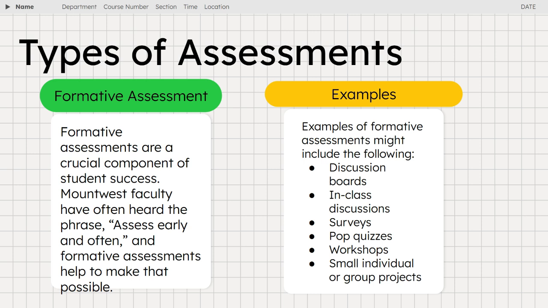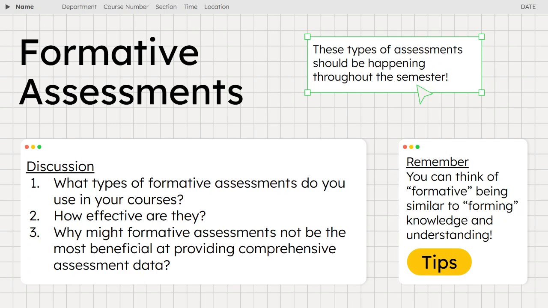Now, when it comes to examples of formative assessments, those might be discussion boards, in-class discussions, surveys, pop quizzes, workshops, or small individual or group projects. So not these larger assessing lots of outcomes, summative assessment kind of deals, but instead checking in periodically. We're halfway through the module. Let's demonstrate this thing that we learned last week. So think of these as lower stakes assignments. And in thinking about our formative assessments, and again, we can think of formative as being similar to forming knowledge or understanding, we've got some discussion questions here.